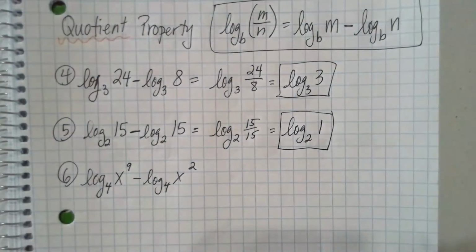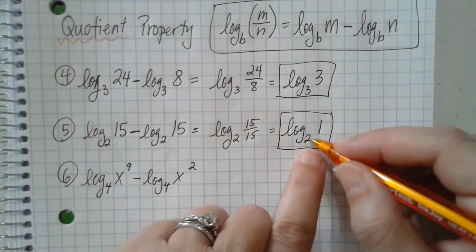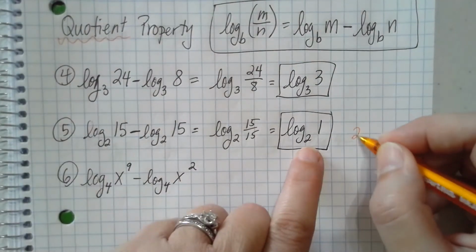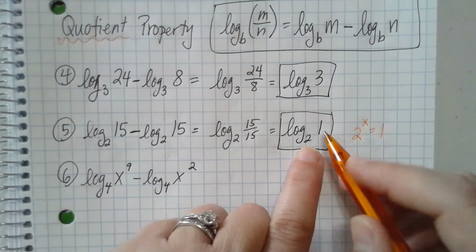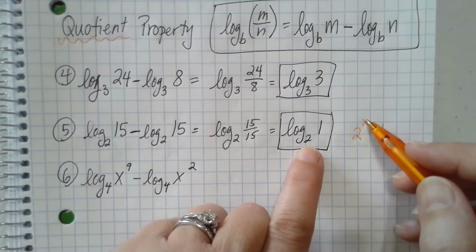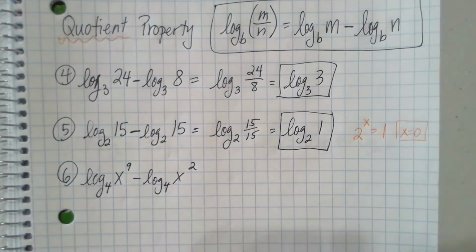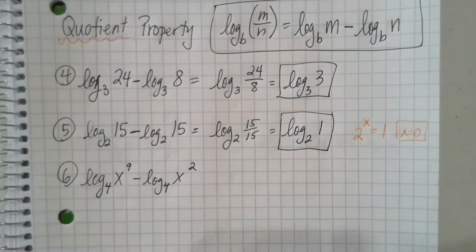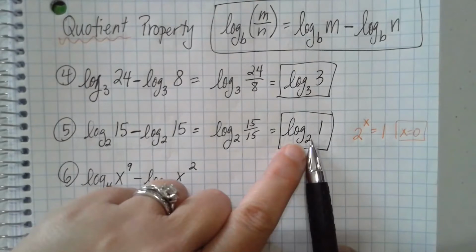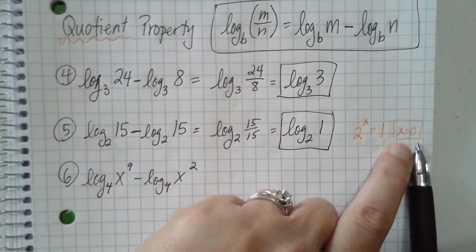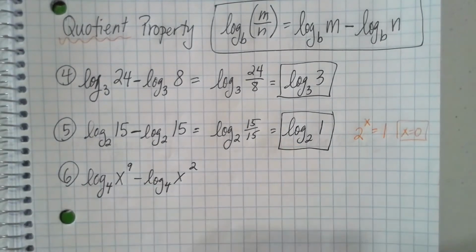Okay, so just to prove that this would be 0, what we did last time, 2 to the what power equals 1? Anything to the 0 power gives us 1. Okay, so this is simplify. Leave your answer in logarithmic terms. This would be evaluate. Okay, so for today we're just simplifying.